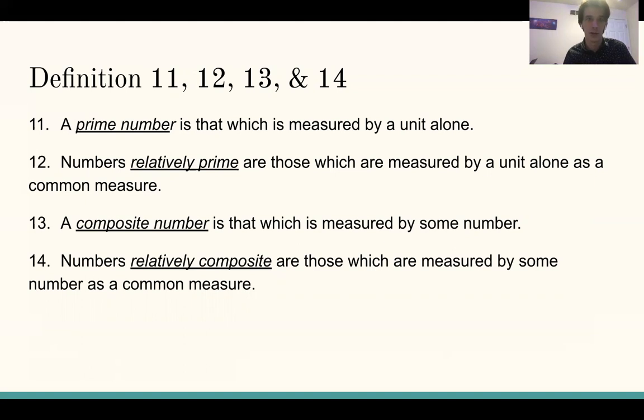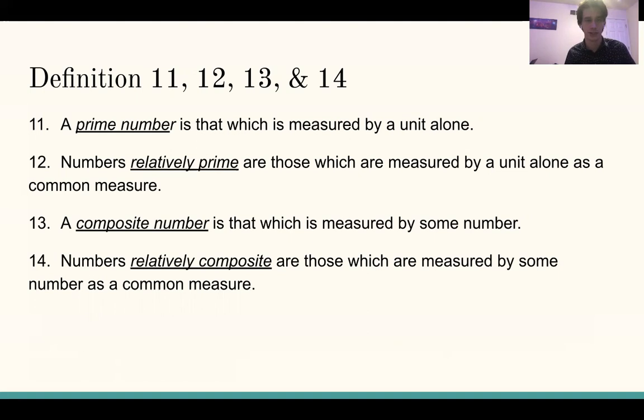When a unit is, again, 1. So numbers relatively prime are those which are measured by a unit alone as a common measure. Here he's saying that by common measure, he means, between the 2 numbers, is there a common divisor, right? We know 2 and 3. The only common divisor between 2 and 3 is going to be 1, right? But if you look at something like 4 and 12, the common divisor between 4 and 12 is 4, right?